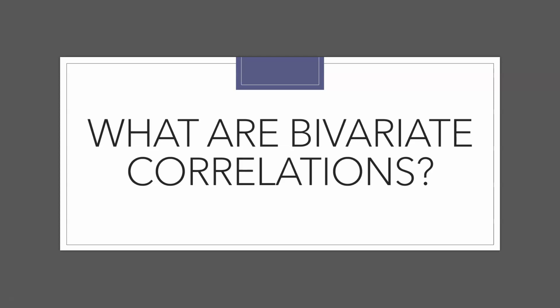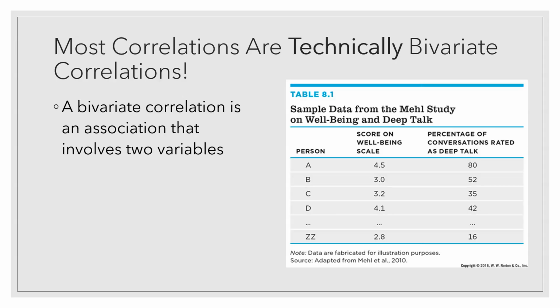So what are bivariate correlations? Most correlations that we are going to talk about in this class, so if you hear me talk about a correlation coefficient, or if you hear me use a word like Pearson's r, generally in this class, if we talk about a correlation, it is technically a bivariate correlation. A bivariate correlation is an association that involves two different variables.